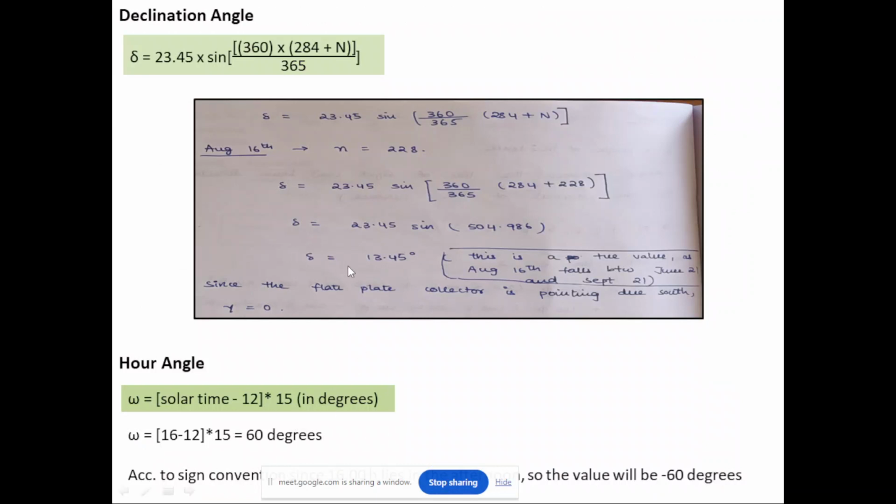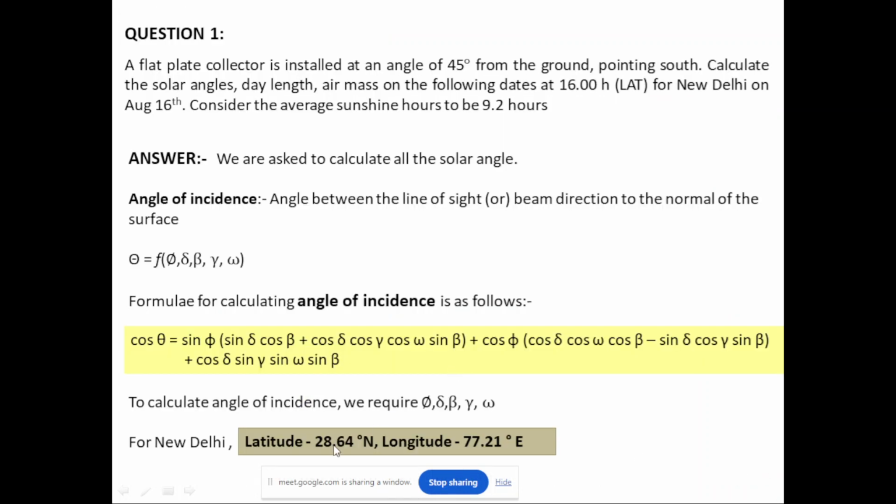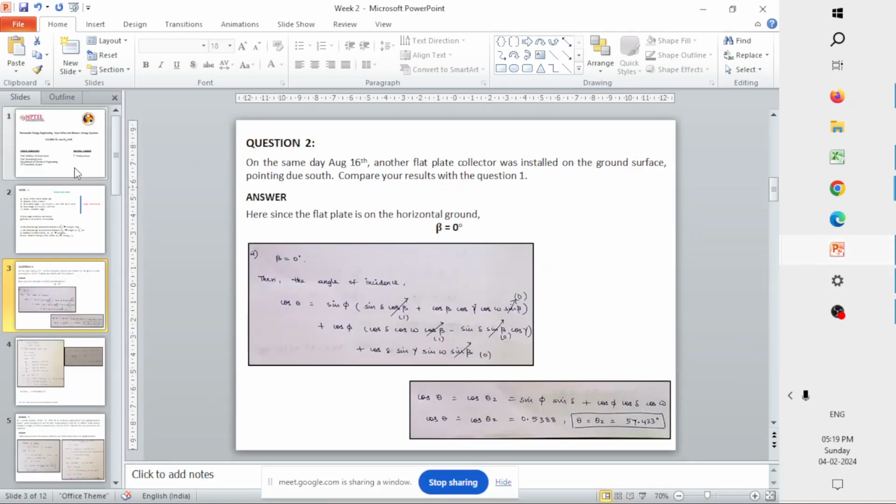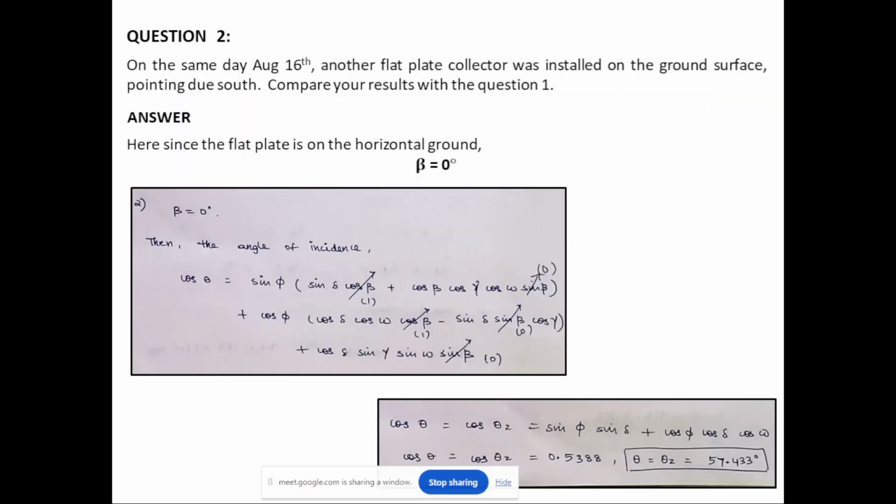So here, our declination angle is 13.45, our hour angle is minus 60 degrees, and our latitude of the location is 28.64, because we have taken New Delhi. New Delhi is at a latitude of 28.64 degrees north. If you substitute all those values, you will get the value of cos theta, or cos theta z, both are the same, as 0.5388, and if you take the cos inverse, then you will get 57.433 degrees. So this is your angle of incidence.